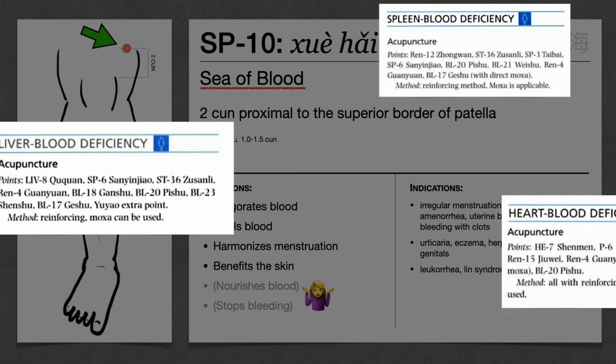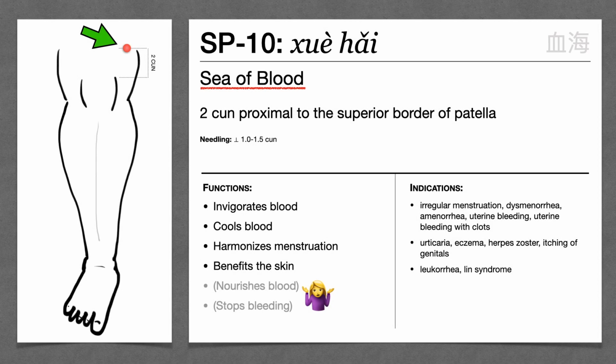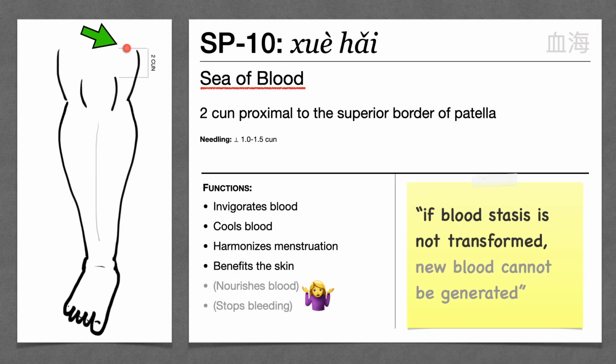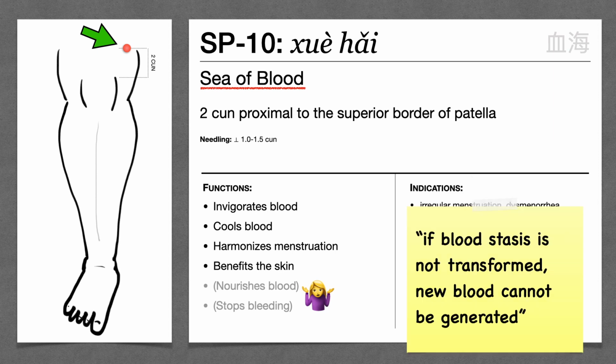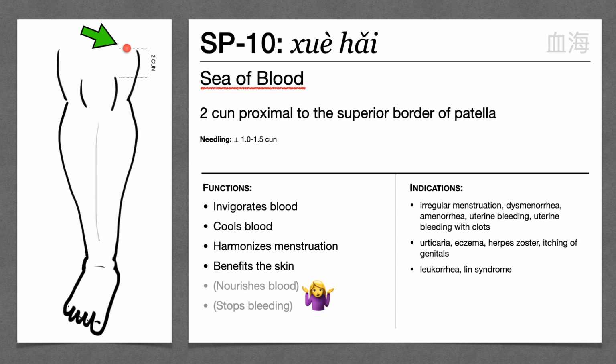And one way to resolve this is, there's this saying in Chinese medicine, if blood stasis is not transformed, new blood cannot be generated. So we can kind of say that spleen 10 moves out the old blood to make room for the new blood, and that's how it tonifies. But if you want to tonify blood, I think you're much more likely to go to points like spleen 6 and stomach 36.